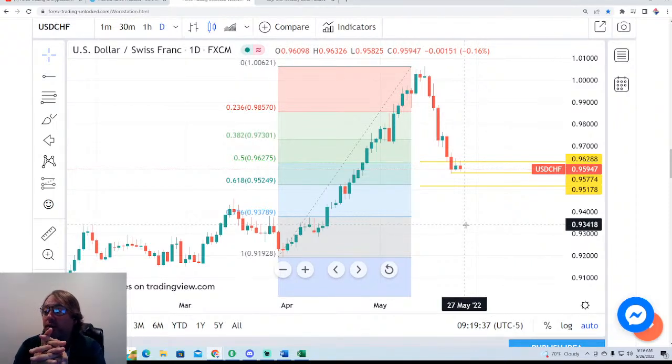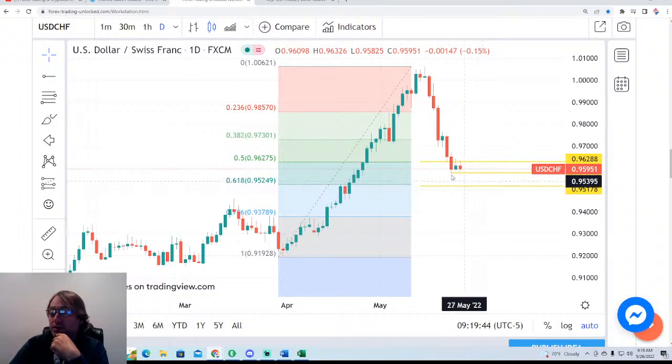Also, so do the interest rates, and that's something that I think we've seen the extent of this correction. If we were to test support again, I think this 95.17, this is the extreme.